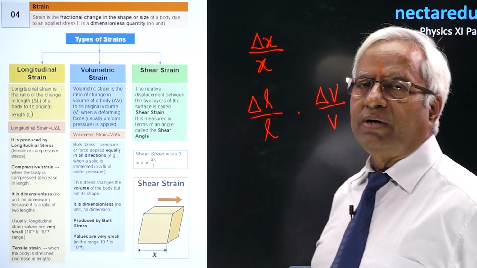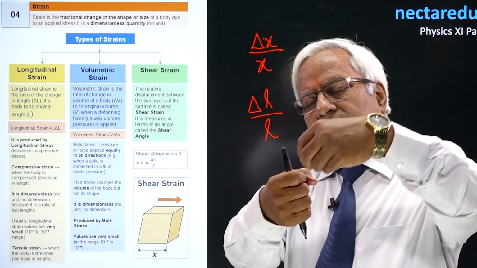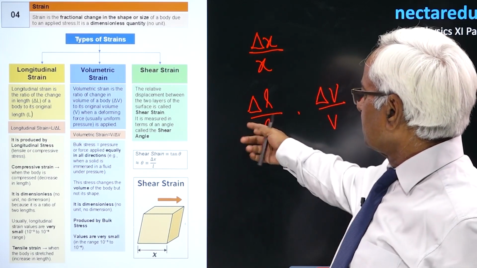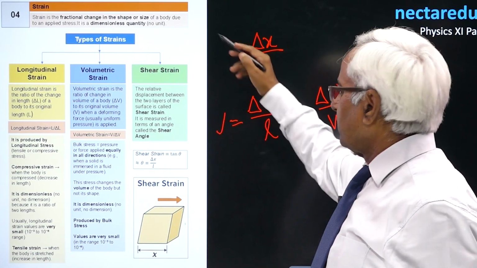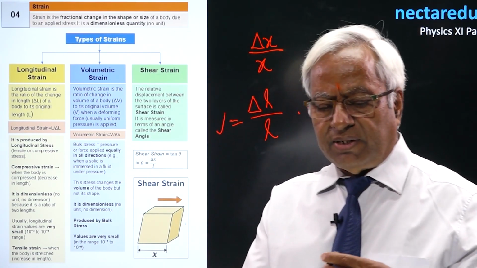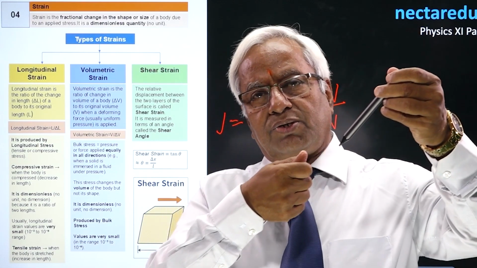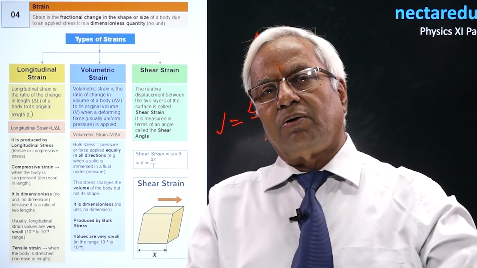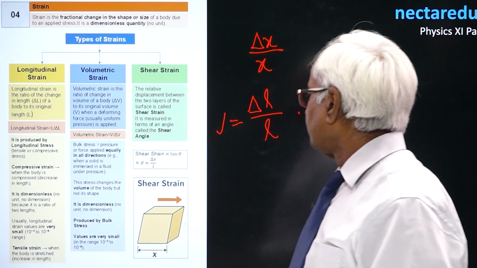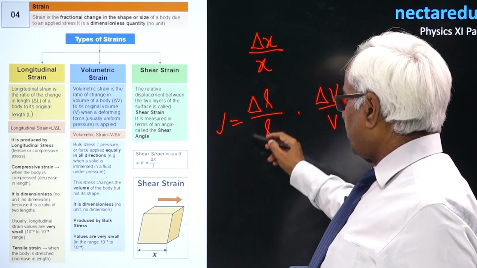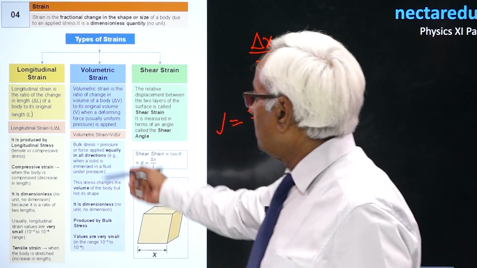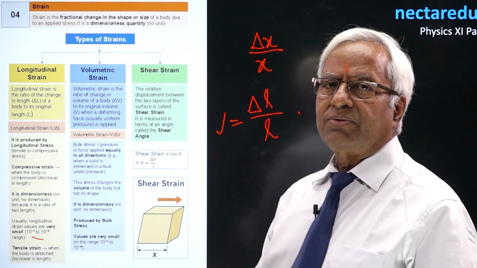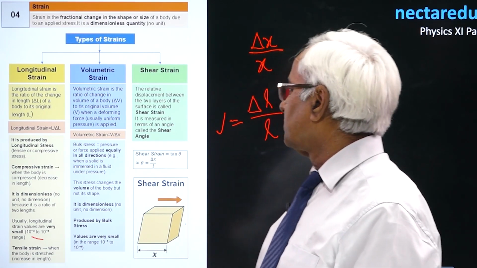Longitudinal strain could be produced by longitudinal stress only, meaning the force is applied along the length of the wire, and the length will change. The change in length upon length is the longitudinal strain. But at the same time, you must be aware that it could be of two types. When it is stretched, it is tensile strain. When it is compressed, it is compressive strain. The range of strain, whether longitudinal or volumetric, lies between 10 to the power minus 3 and 10 to the power minus 6.